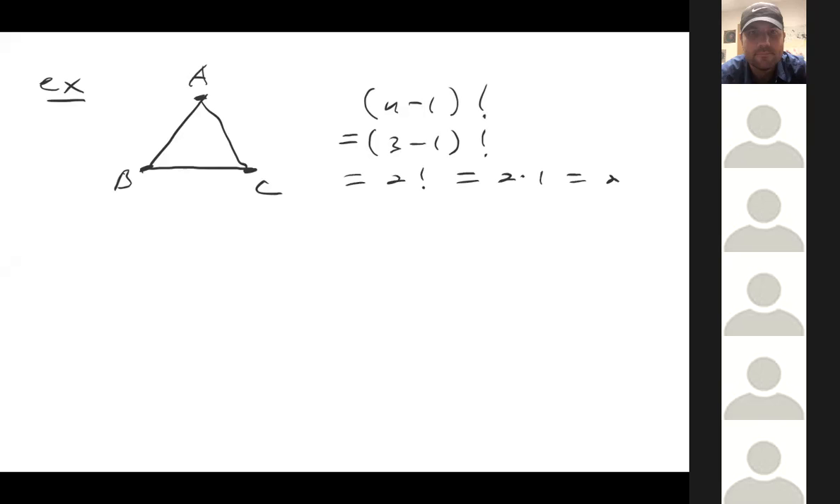So let's just investigate. Let's do a couple of them. So if I start at A, I can go A, B, C, back to A. So that's one of them. And that one was A, B, C, A. Right? I could start at B. One, two, three. B, C, A, B.